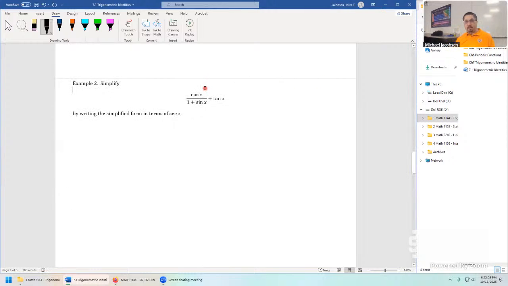So it's cosine divided by 1 plus sine x plus tangent x. Let me just start by copying that in. Cosine x, 1 plus sine x, plus, I know one thing we can do with tangent x is just write that in terms of sine and cosine. So tangent is sine x divided by cosine x. And that's what we have.